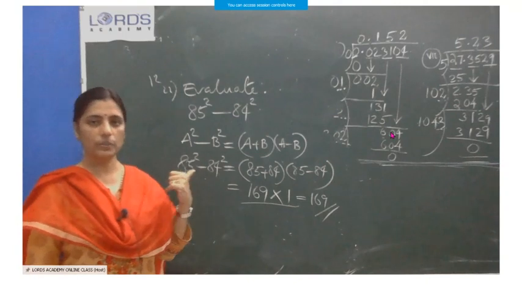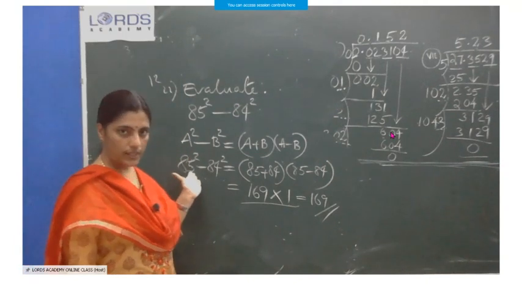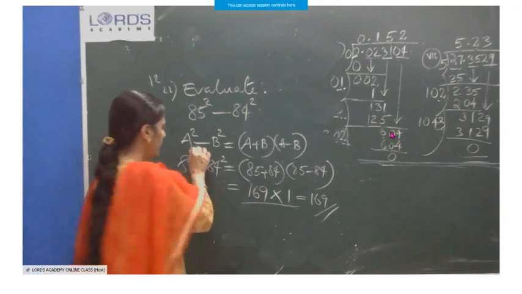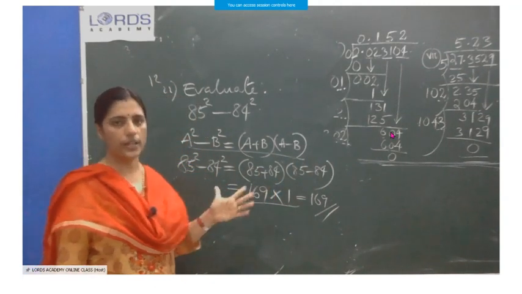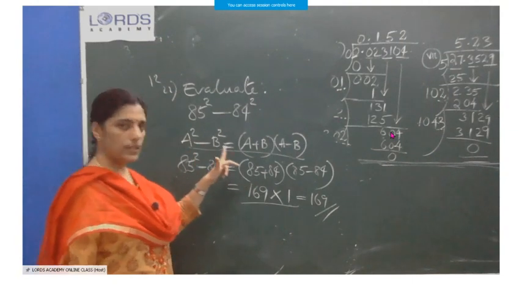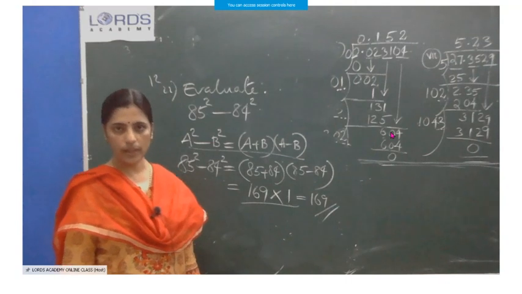Sometimes calculation mistakes also happen. This is very easy. What is that? Using the identity. This is the identity, like one formula. This you have to study by heart. A square minus b square equals a plus b into a minus b. That is the formula.